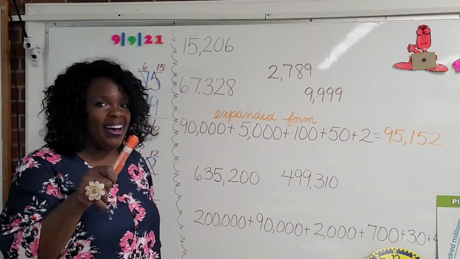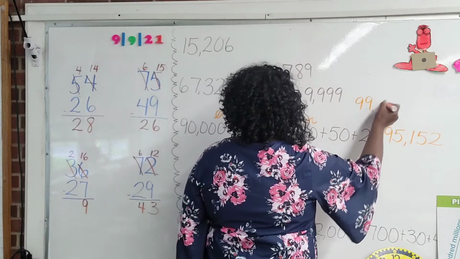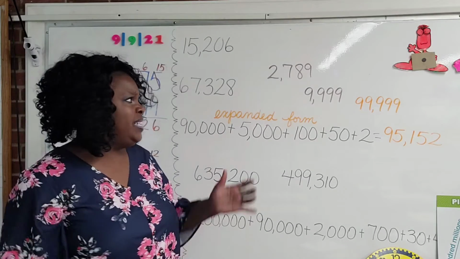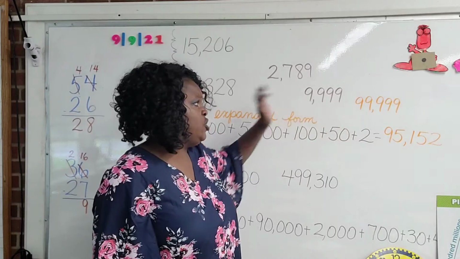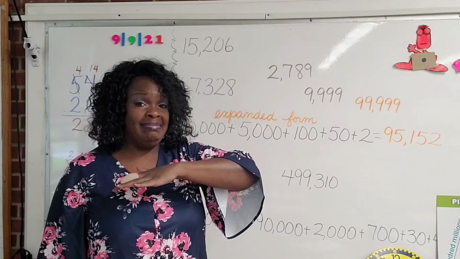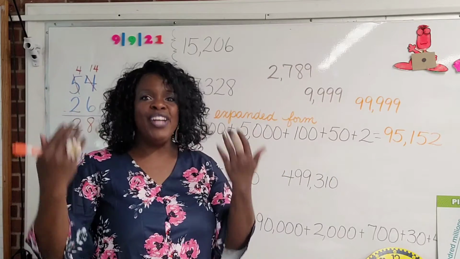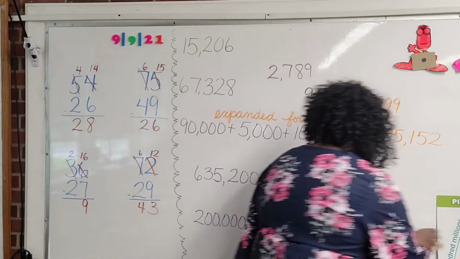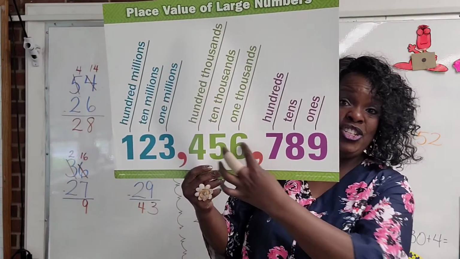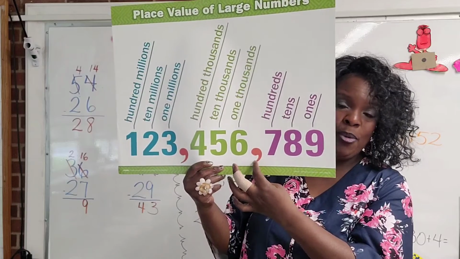Now, we're gonna go a step further. When I get to 99,999, now what? We did 9,999, which went to 10,000, but what if it's 99,999? What comes after 99? 100. So guess what it's going to be? 100,000, smarties. Yes. So now we are going to the 100,000th place, which is 6 digits over. 1, 2, 3, 4, 5, 6, with the comma in between. Every 3 numbers gets the comma.